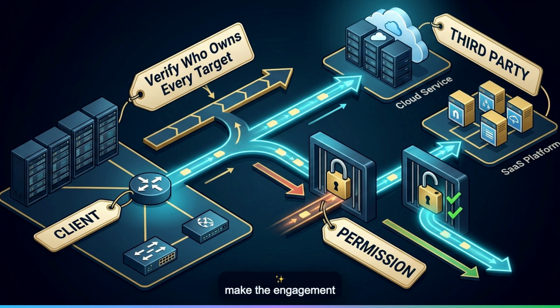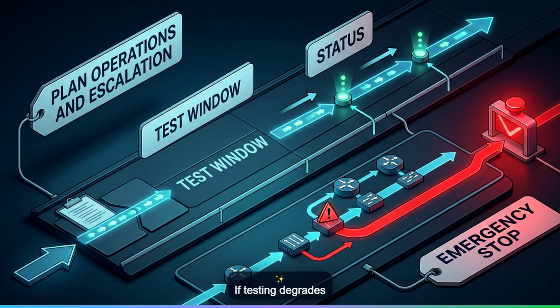Next, make the engagement operable. Set dates, permitted hours, maintenance conflicts, time zones, and blackout periods. Name primary and backup contacts. Define status frequency and secure communication channels, and create an emergency escalation path. If testing degrades production or exposes sensitive data, everyone should know who can order an immediate stop and how evidence will be preserved. A broad objective still has practical limits.